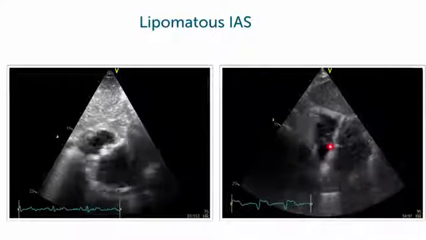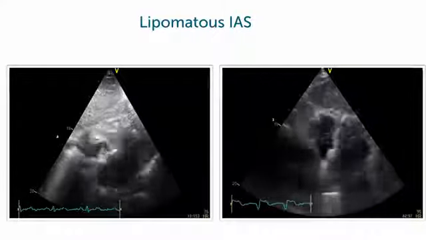This would be a lipomatous intraatrial septum. It's not a pathology. It, however, is associated more frequently with obese patients and with atrial fibrillation. But it does not predispose to a tumor, and it is nothing to worry about.